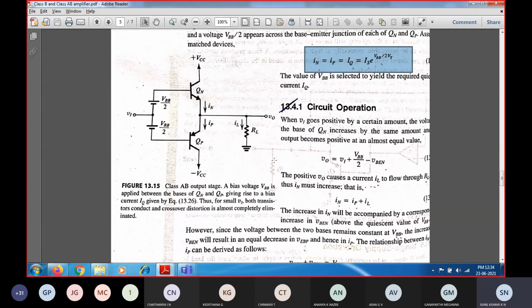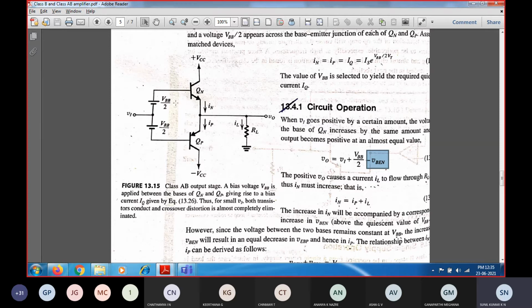So for the circuit operation, we need to explain the circuit operation. In this type of circuit, whenever the input voltage is greater than VBB by 2, that means whenever the input voltage starts increasing from 0, you are going to get the output voltage. So output voltage will be equal to what? VI plus VBB by 2 minus VBEN.